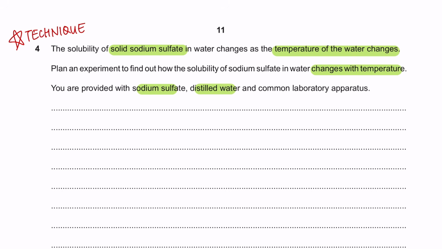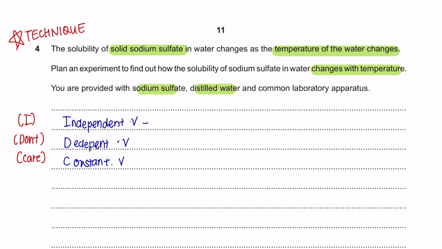Firstly, identify the variables that exist in your experiment. I like to use the acronym IDC, I don't care, to remember which variables I'm looking for. Your independent variable here is what is being changed in the experiment, and what is being changed is the temperature. And then you're going to look for your dependent variable, which is what is being measured. And what is being measured here is the solubility of sodium sulfate.